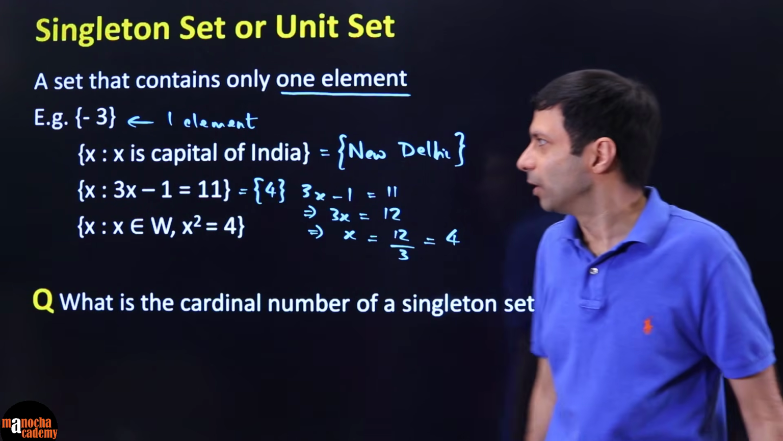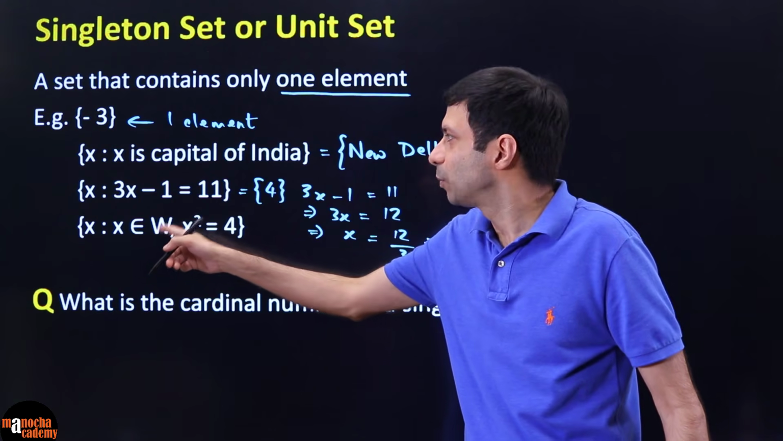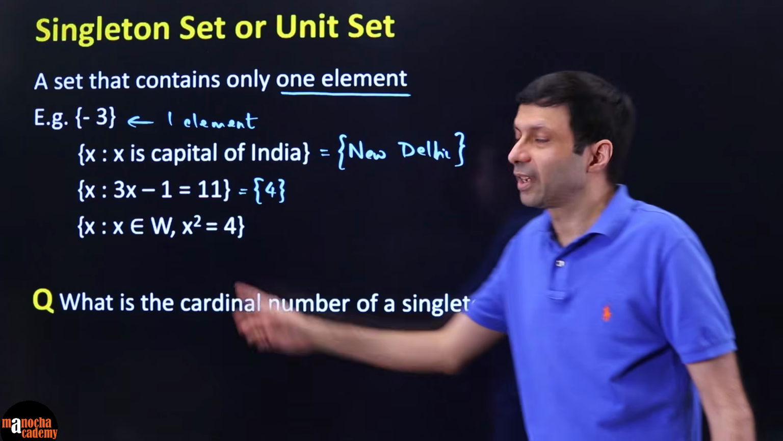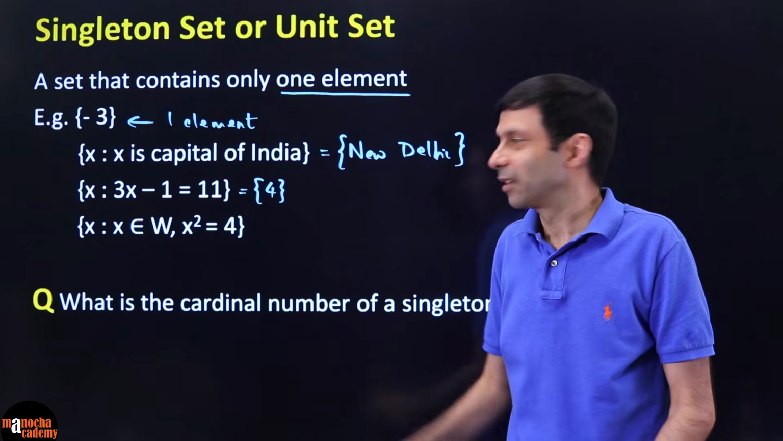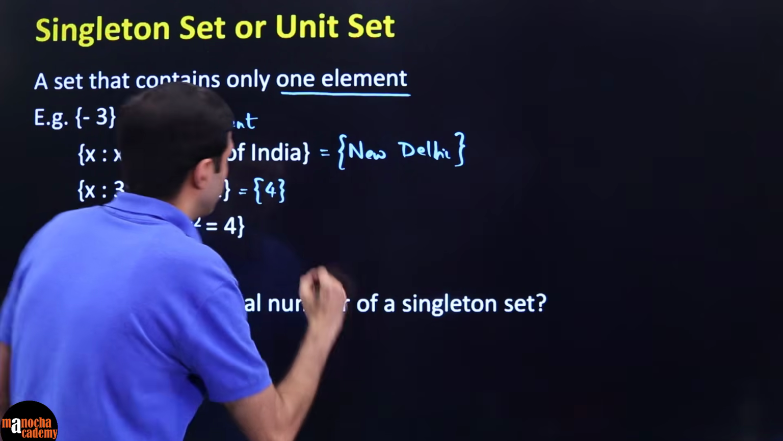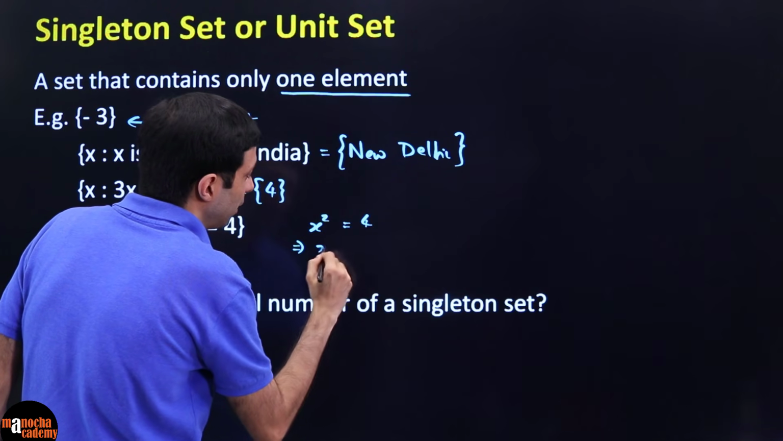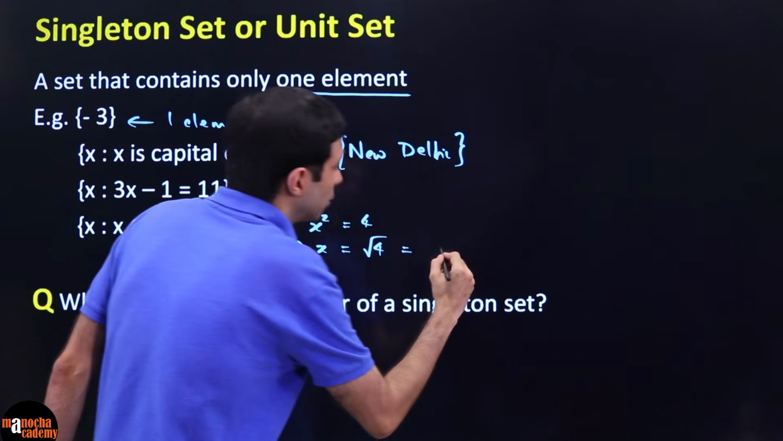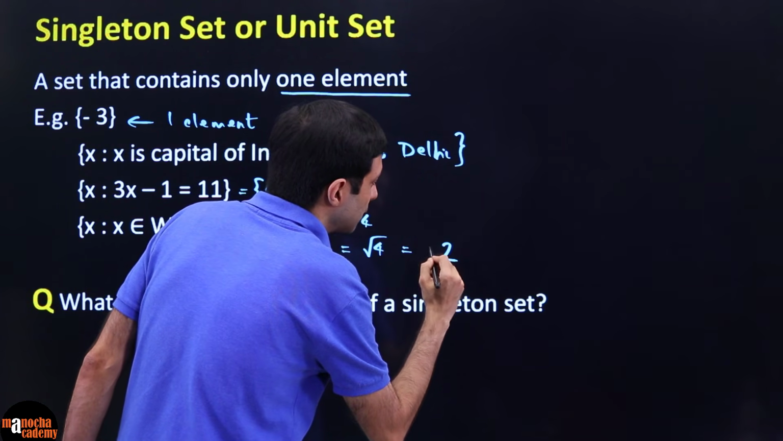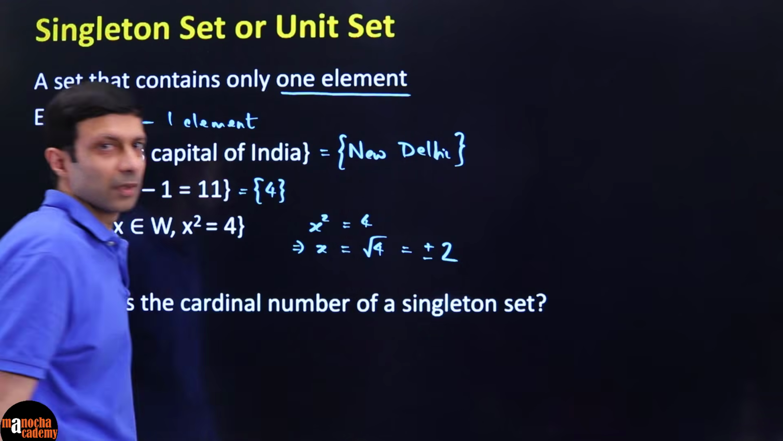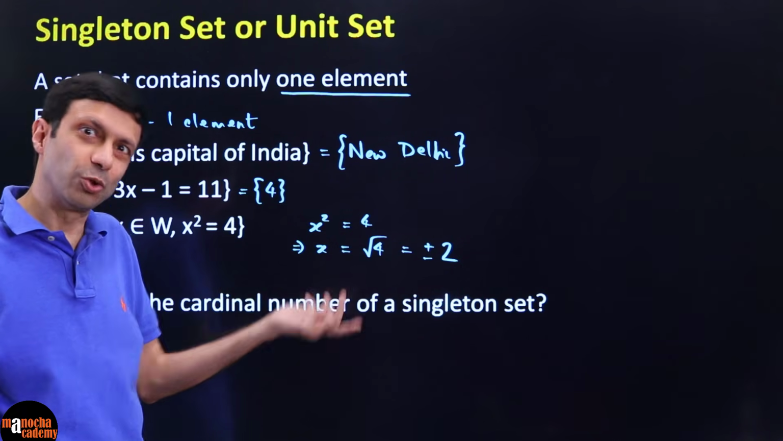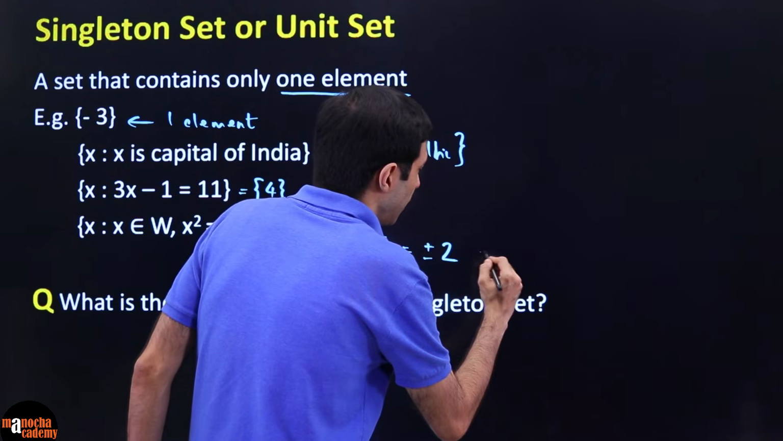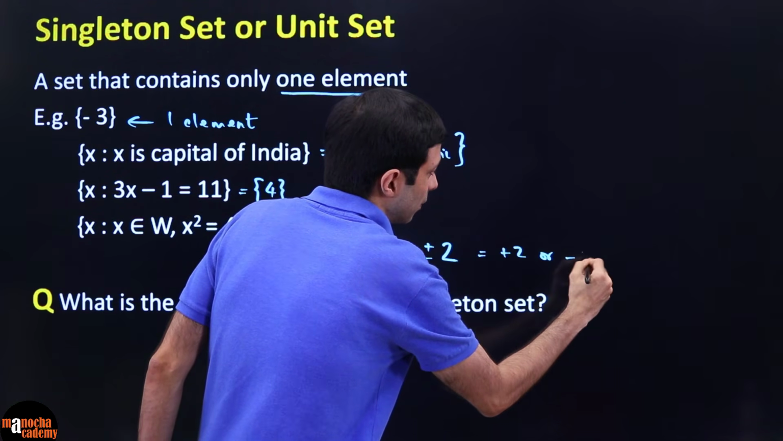How about the next example? x such that x belongs to whole numbers and x square is equal to 4. Can you guys try to solve this one for me? So if we solve x square equal to 4, we know that x is going to be square root of 4. Now what is the square root of 4, guys? Square root of 4 is 2, but remember it can be plus or minus 2, because 2 square is 4, minus 2 square is also 4. So the answer is actually two possibilities. x could be plus 2 or minus 2.